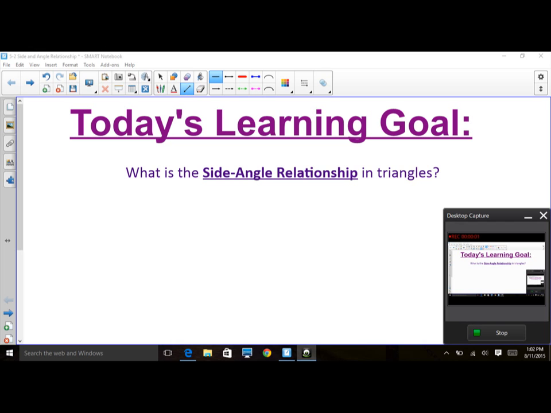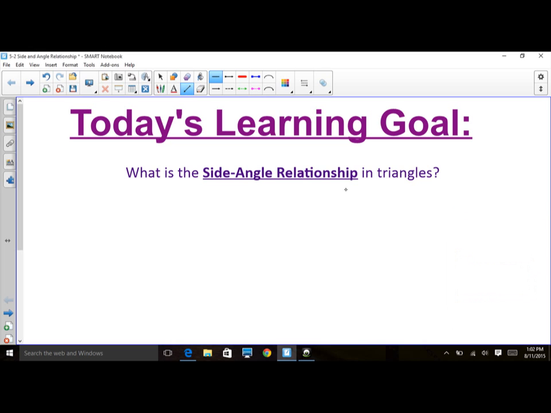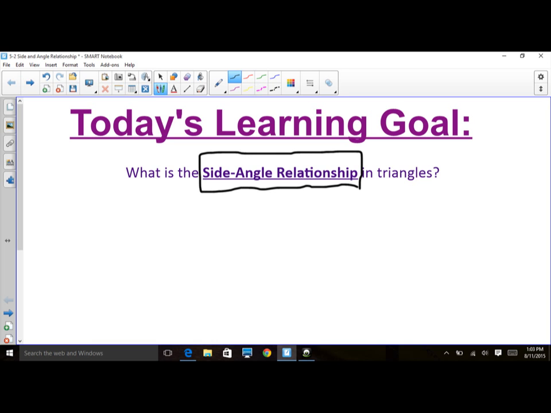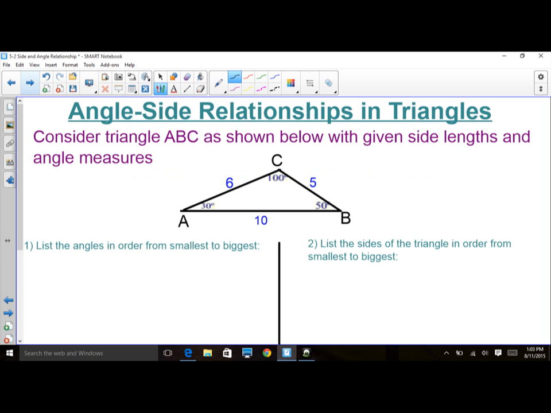In this video, we're going to be exploring what the side angle relationship is in triangles. This is a big theorem that describes the relationships that exist between a side of a triangle and a particular angle with relationship to that side. So we're going to take a look at this triangle to get started. You need to get some point of view before we really look at the theorem itself.